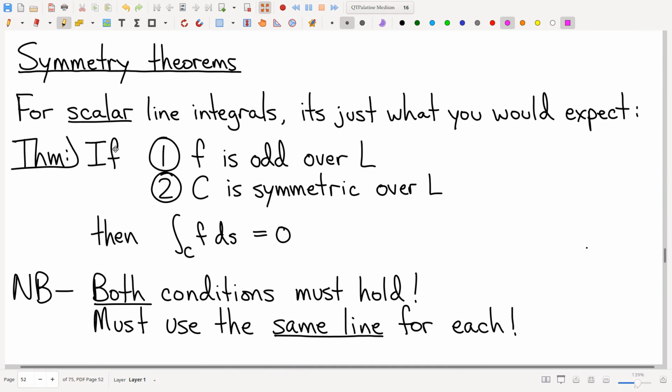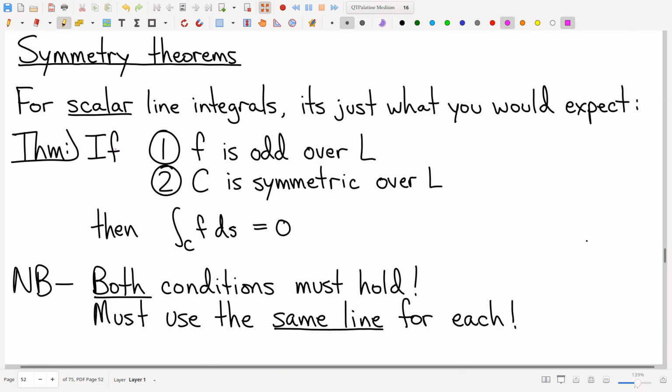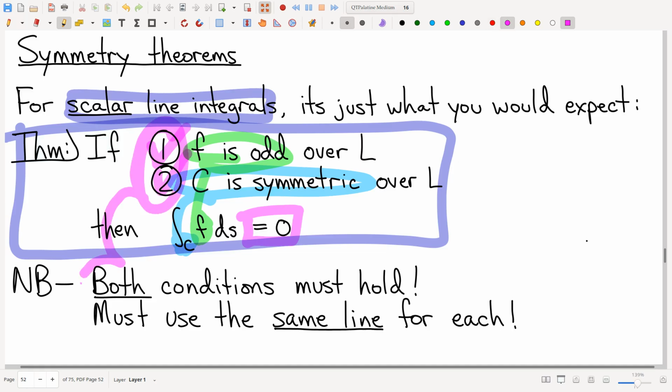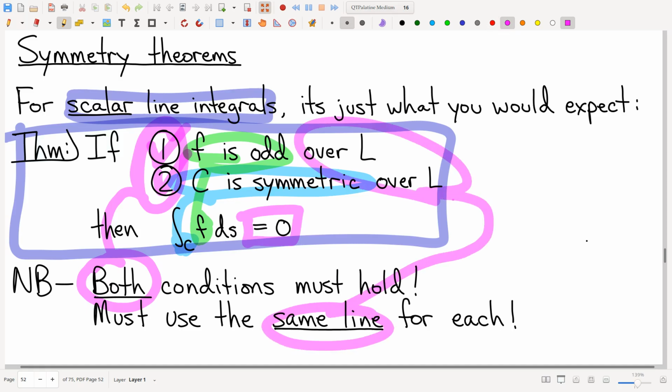Okay, moving along. Symmetry theorems. Again, big fan, as y'all know. Good news. We've got a symmetry theorem for scalar line integrals. There's the theorem. It's exactly what you think. Odd integrand, symmetric domain, integral equals 0 by symmetry. Just make sure that you check both conditions, and just make sure that you use the same line for both of the required symmetries. So it's exactly what you would hope. Couldn't be nicer. Nice, clean little package. Cite away. Have fun. Save yourselves loads of trouble.